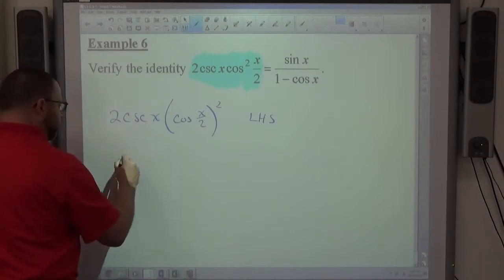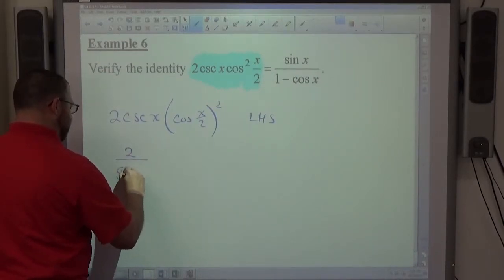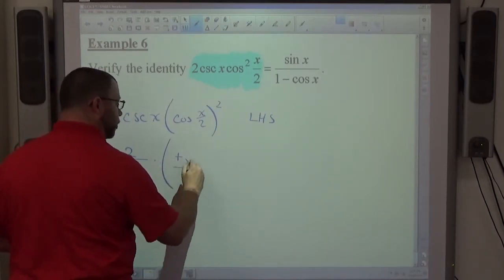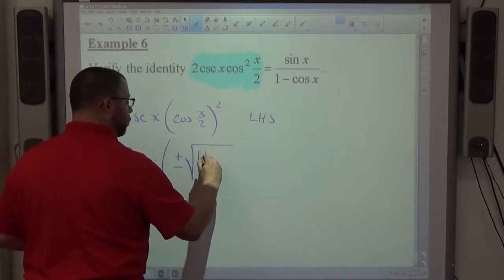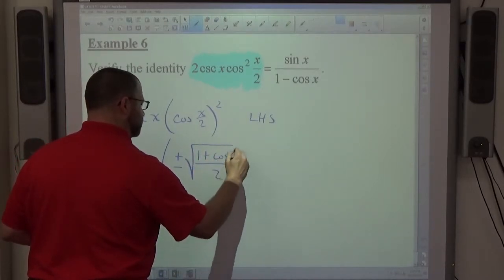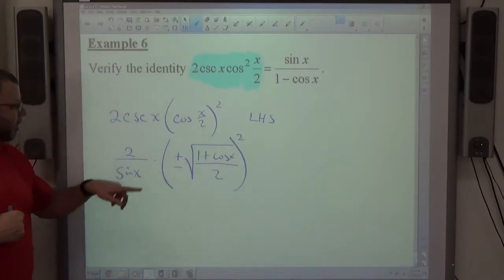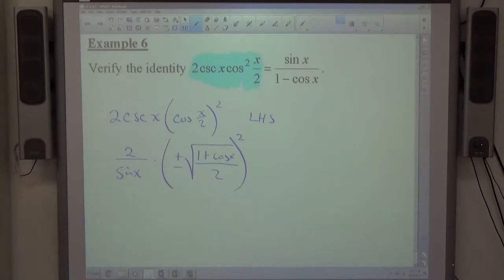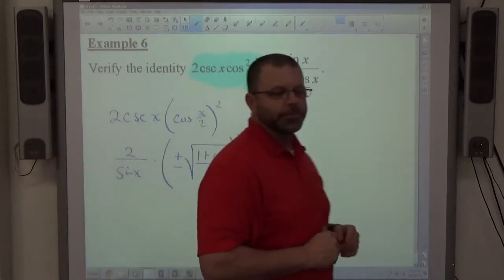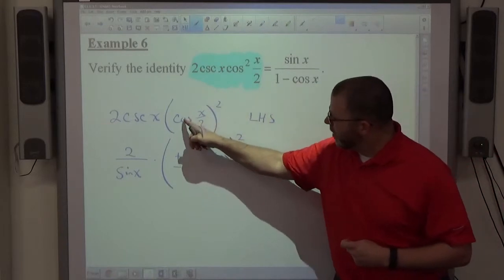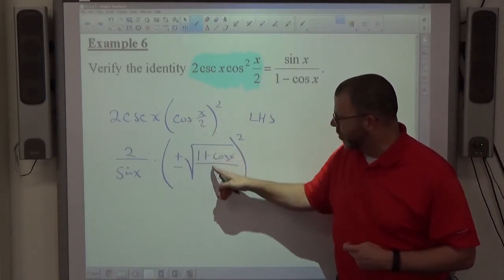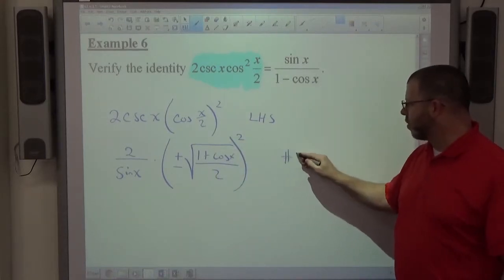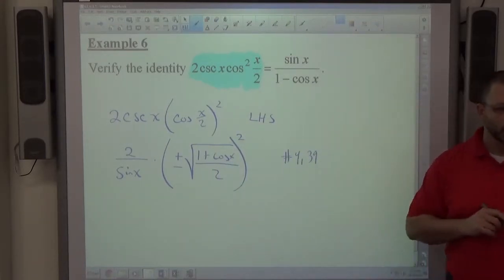So if we start there, 2 cosecant is just 2 over sine. That's being multiplied by the cosine of x over 2 squared. Cosine of x over 2, according to number 39, is plus or minus the square root of 1 plus cosine of x all over 2. And the identity specifically states that it is plus or minus at this point. If we're doing an identity, we have to put the plus or minus symbol there. No way around it. But keep in mind that we're replacing this with this within the parentheses, so this entire expression is in the parentheses being squared. So that's by number 4 and number 39, according to our trig sheet.